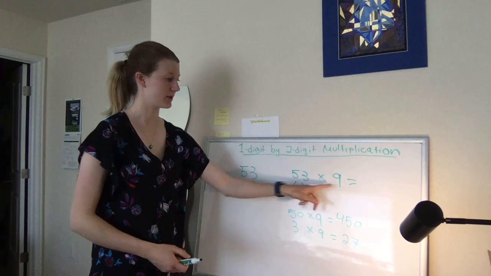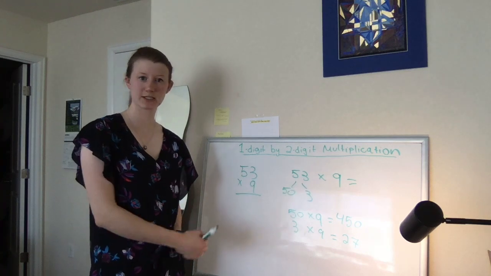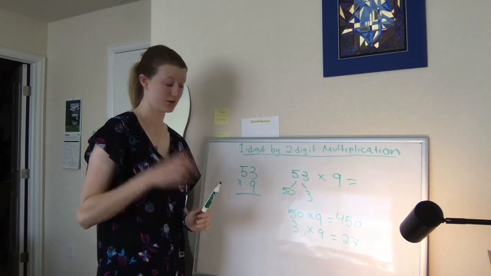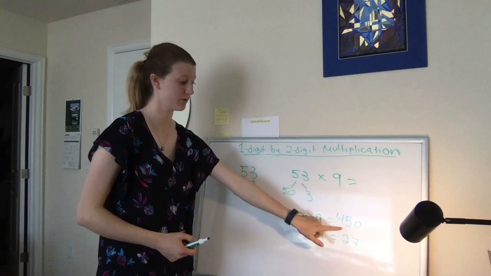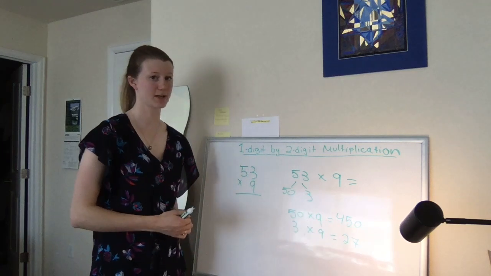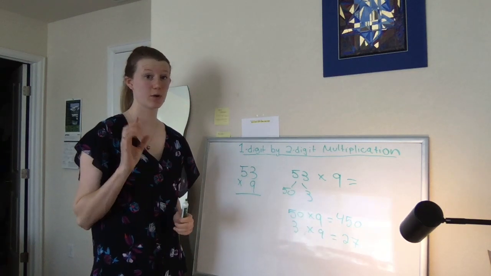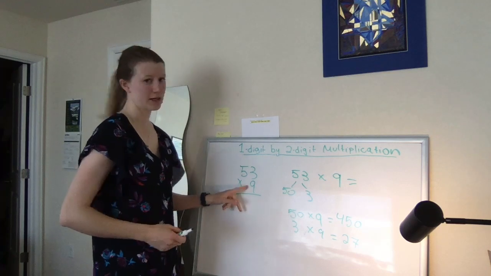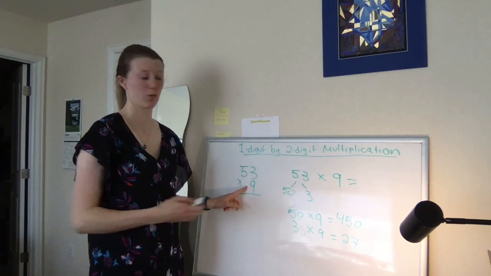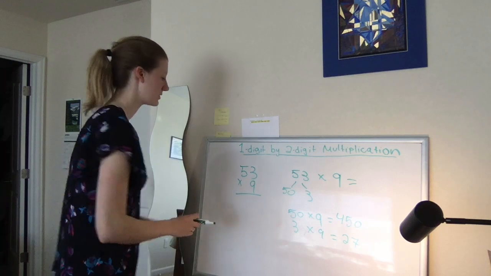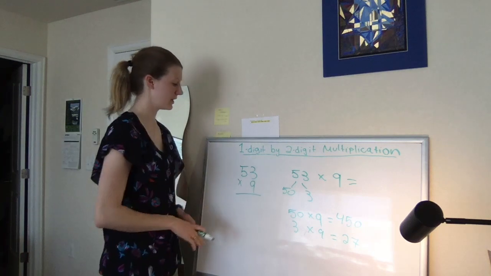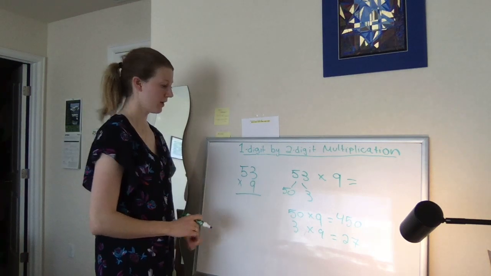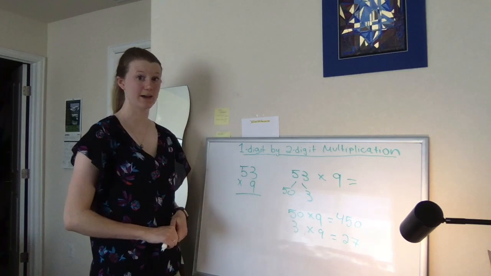Now, if I wanted to know what the answer was, what would I have to do next? Add those two numbers up. So I'd have to add 450 plus 27 to get my answer. But let's take a pausing point here and go back to this way, and then we'll check our work with the other way. The first thing we're going to have to do here is 3 times 9. Our answer is already here, 27.